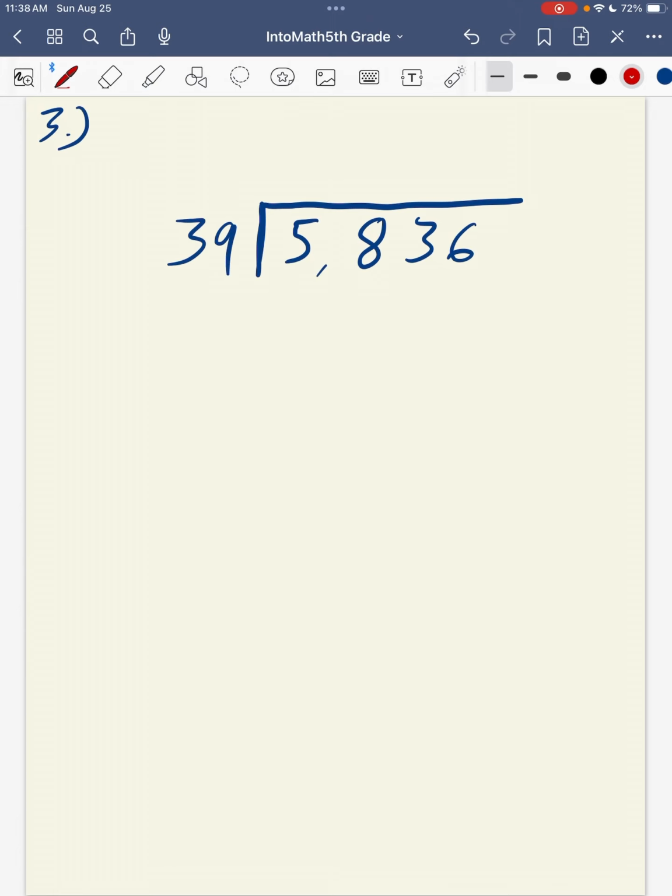Well, if I times by 1,000, or if I know that this is 13 times 3, maybe I can break up 5,836 by 3. 3 can go into 5 one time, minus 3. 3 can go into 28. That looks like that's going to be 9 times, minus 27.